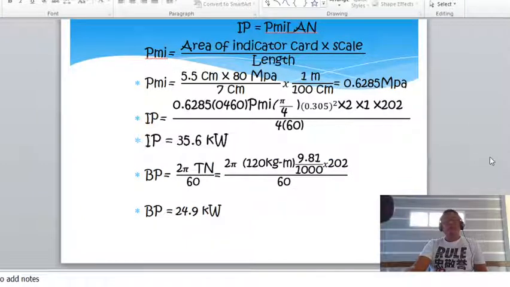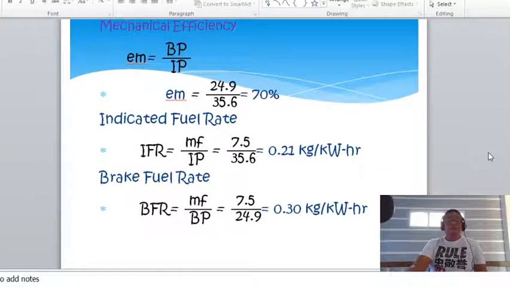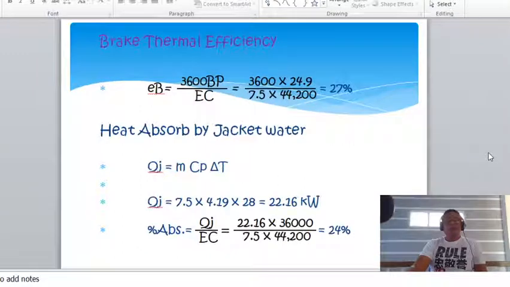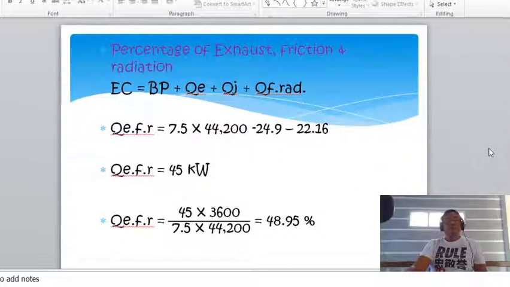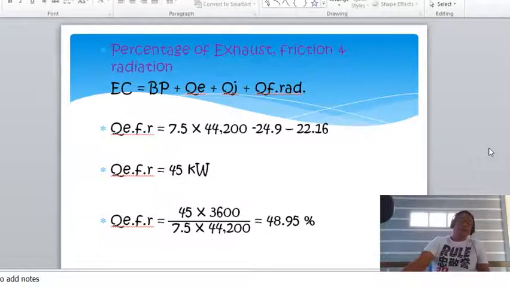That is now equivalent to 45 kilowatts. So that is now the heat carried by the exhaust, friction, and radiation. So 45 kilowatts divided by the energy chargeable is equivalent to 48.98%.